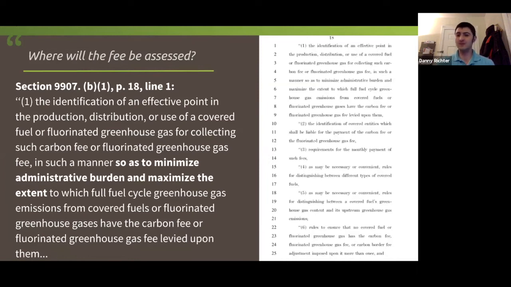But the purpose of this is just to say, we are not going to identify in this bill text exactly where it makes the most sense to collect the fee, but Congress is instructing regulators to minimize the administrative burden and maximize the coverage. So we want to find those choke points in the supply chain of fossil fuels where we can get as many fossil fuels as possible with the least administrative burden.